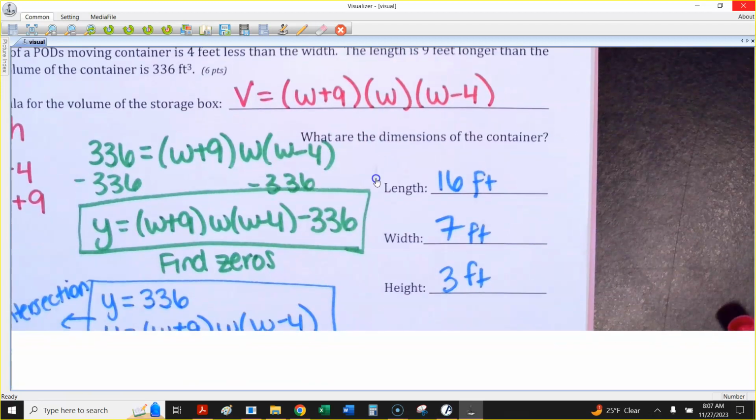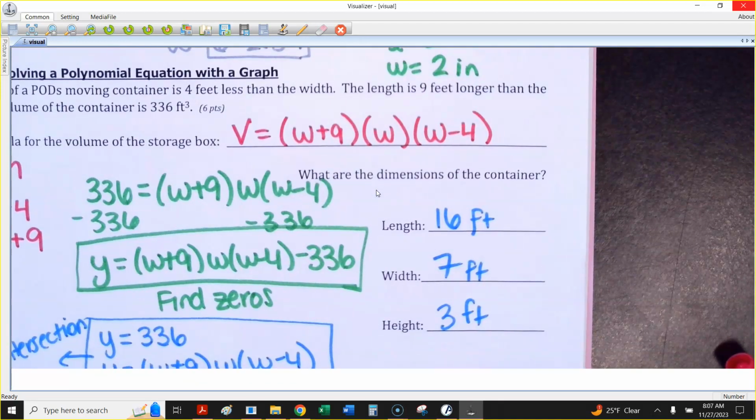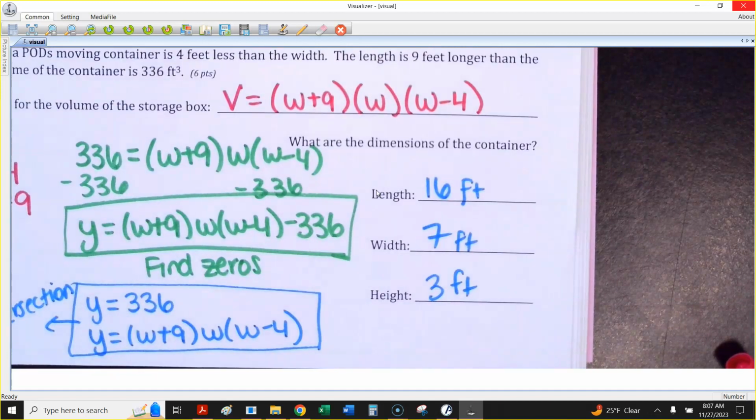If you want to set it equal to the actual volume, you have to subtract that from both sides to set it and find the zeros. If you want to do a quick system, find the intersection. That's another fast way to do it. That's where you're showing that the volume formula will be equal to 336.